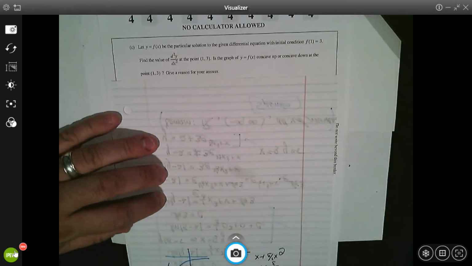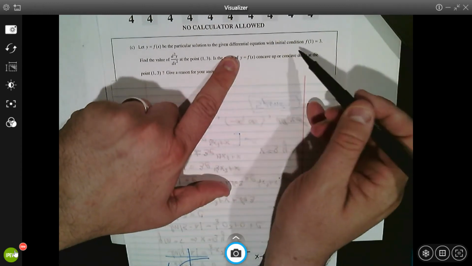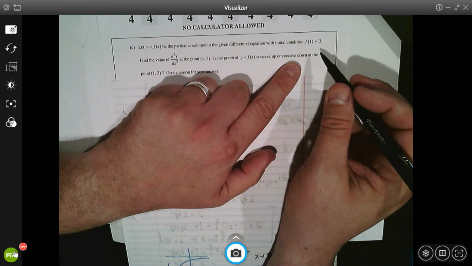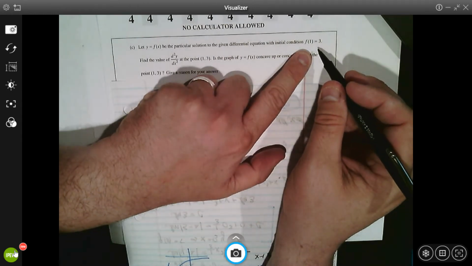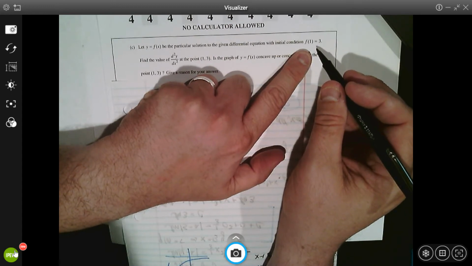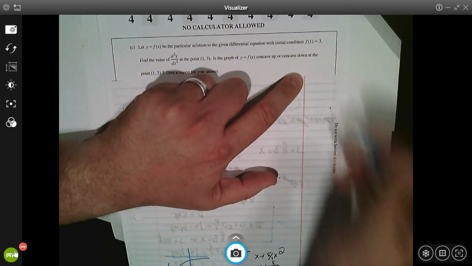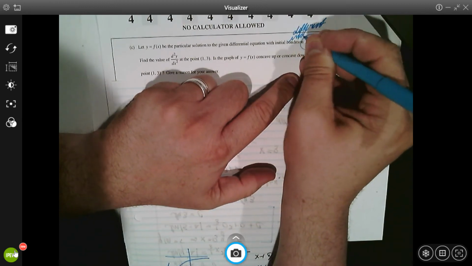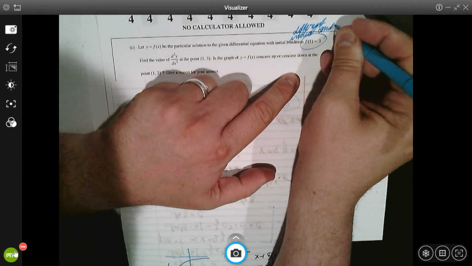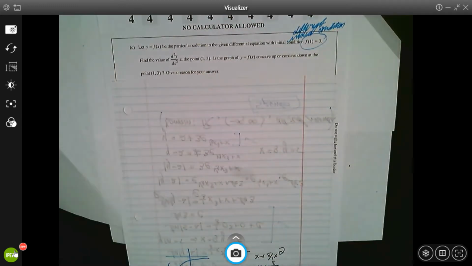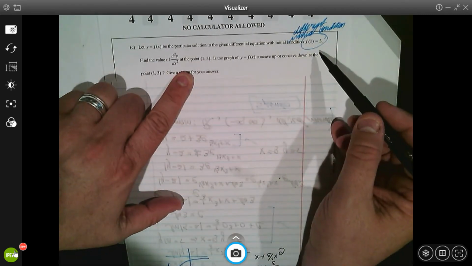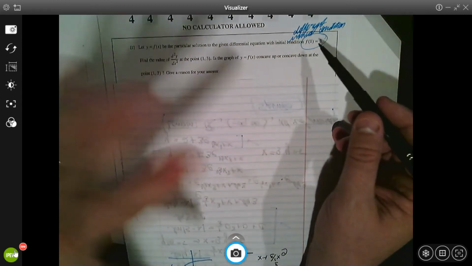Part C says let y equal f of x be the particular solution to the given differential equation with f of 1 equals 3. Now we want to be really careful here. This isn't the same initial condition as before. This is a different function. This is a different initial condition, which means that my function is different. Now I've seen some calculus students say, all right, let me resolve the differential equation and plug in that initial condition. Maybe, let's keep reading.